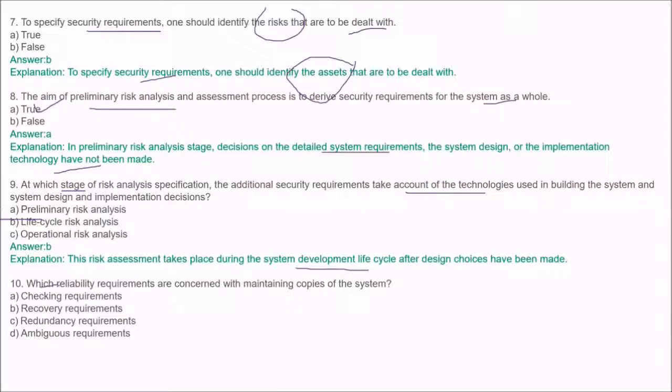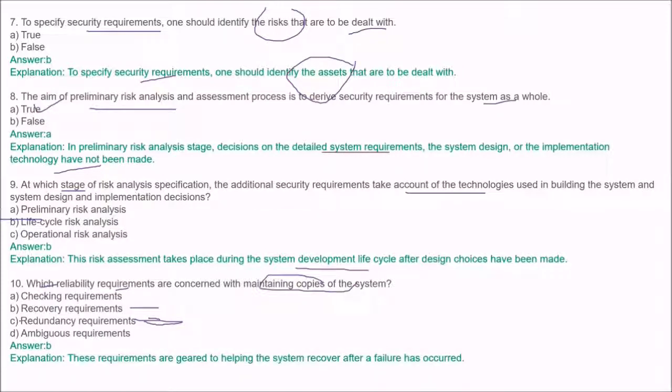Then, next one. Which reliability requirements are concerned with maintaining copies of the system? Recovery, redundancy, checking requirements, or ambiguous requirement? The answer is clearly the recovery requirement, because these requirements are geared to helping the system recover after a failure has occurred.